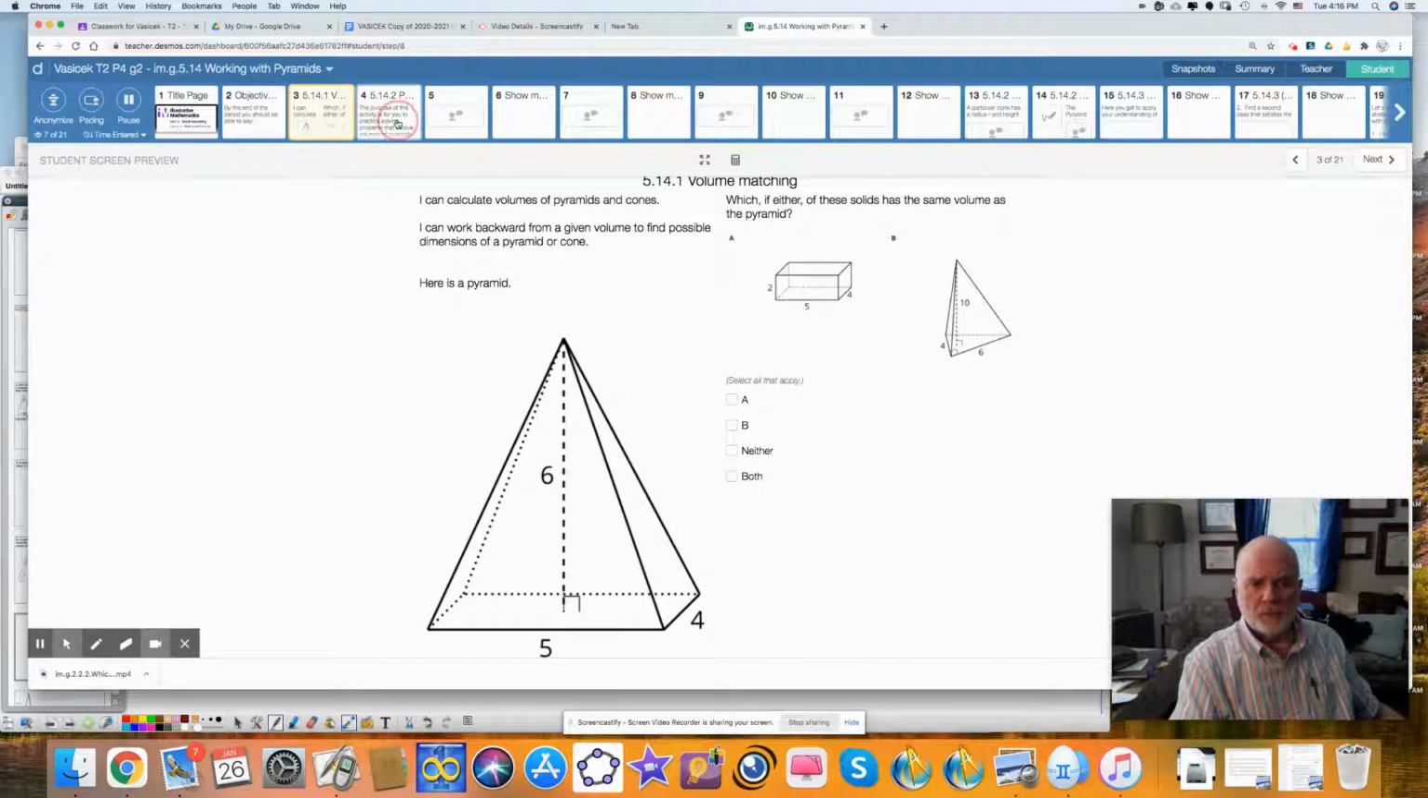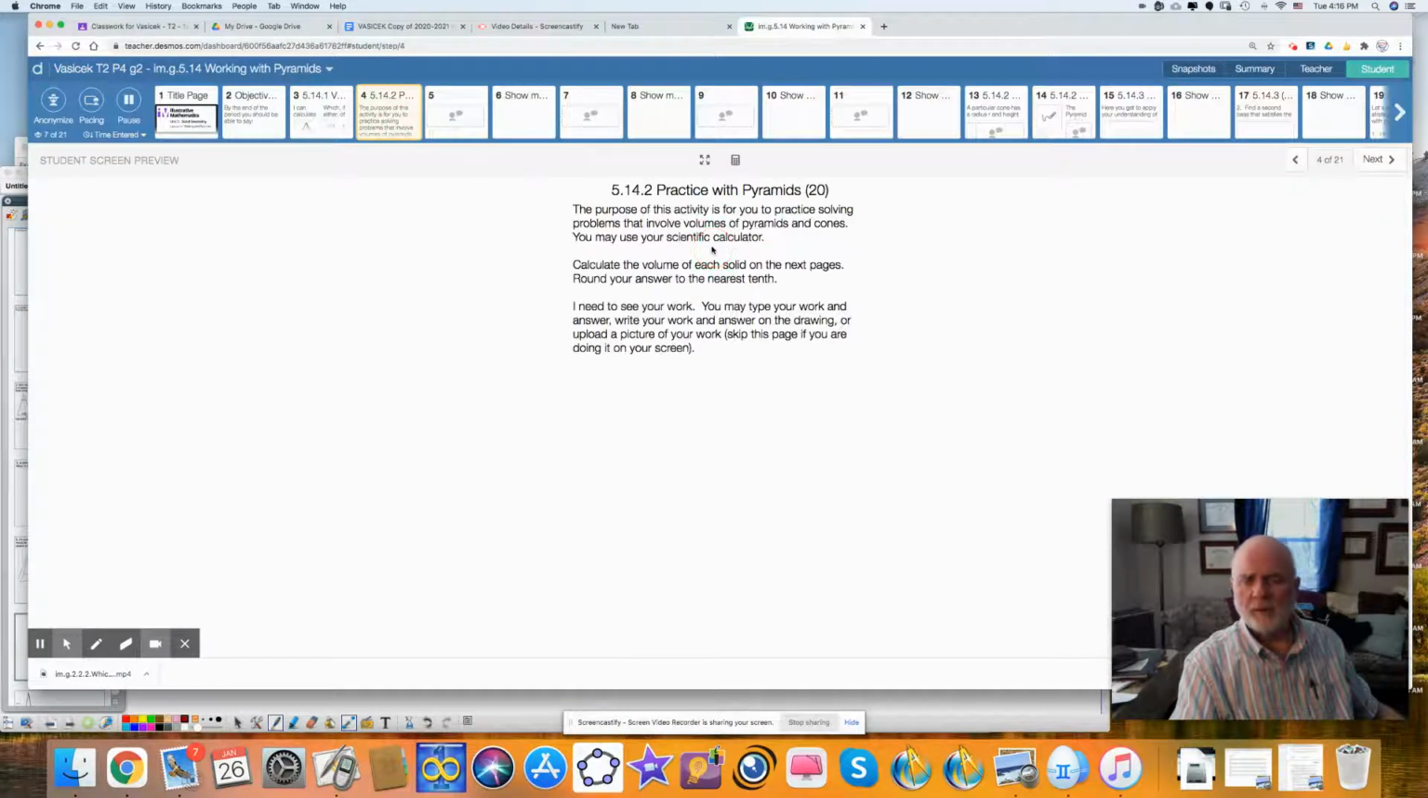When we go on to the next thing, pyramid practice. The purpose of this part of the activity is to practice solving problems involving pyramids and cones. You may use a scientific calculator. To calculate the volume, I would suggest you write the formula, substitute the values, and solve. Round your answer to the nearest tenth, or if it does not have a decimal, just leave it to the nearest unit. I need to see your work.